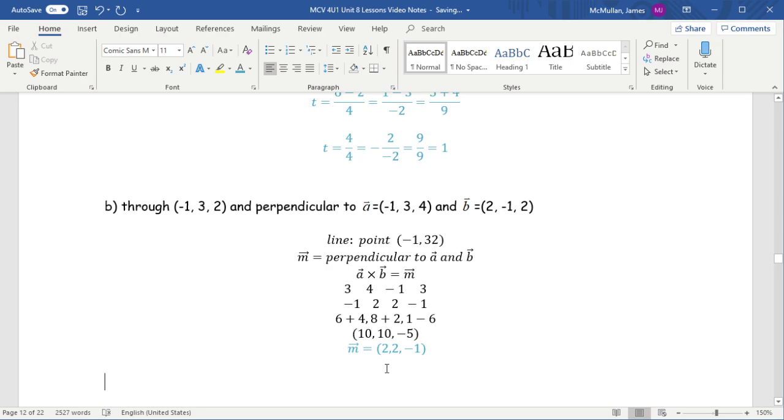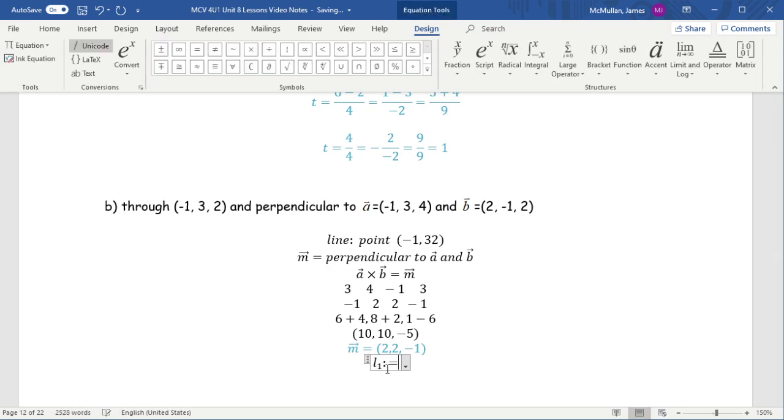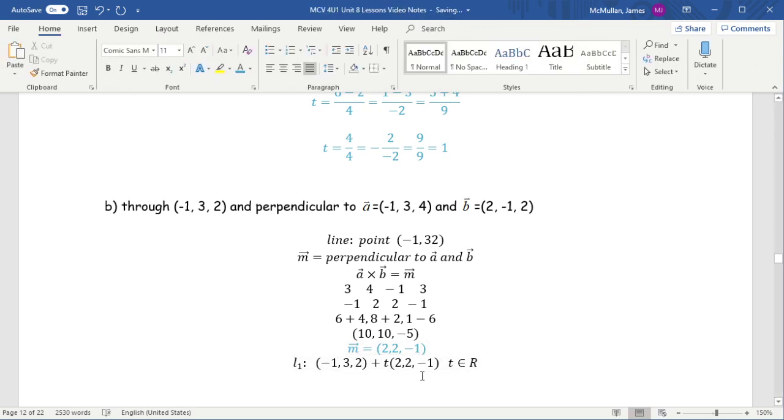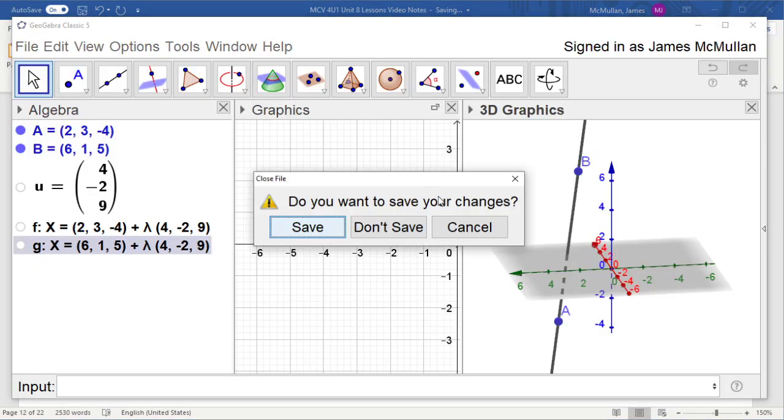Okay? Now, what I'm suggesting is that the line that we're looking for, L1, is negative 1, 3, 2, plus t times 2, 2, negative 1, where t is some real number. Okay, let's test this theory. So I'm going to make a new sheet.